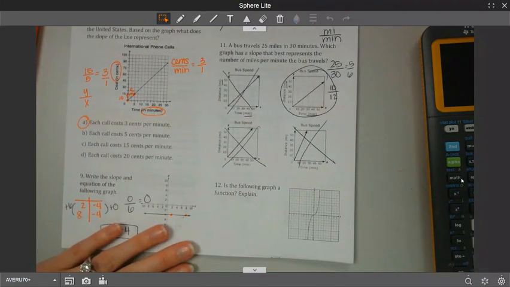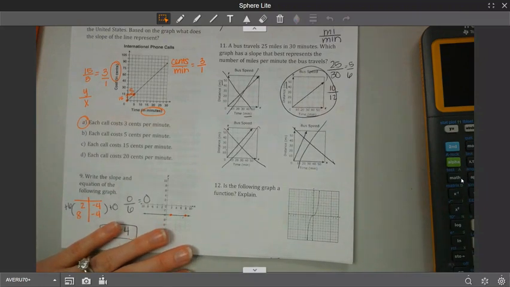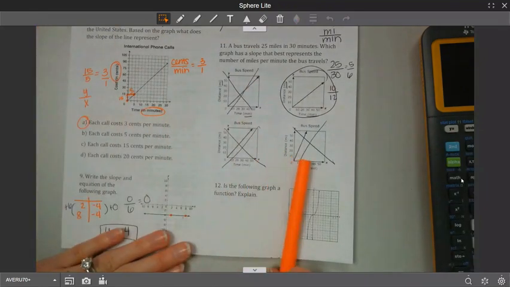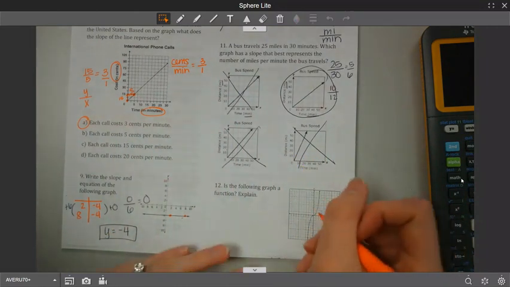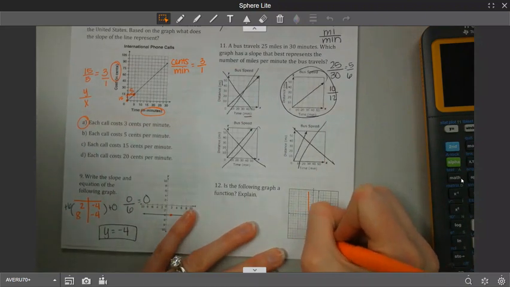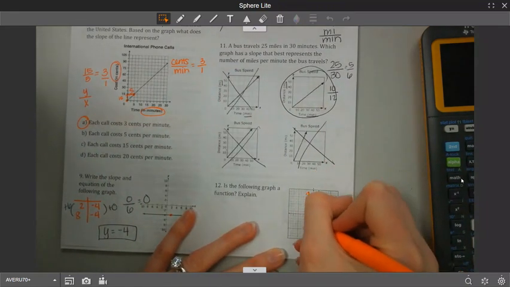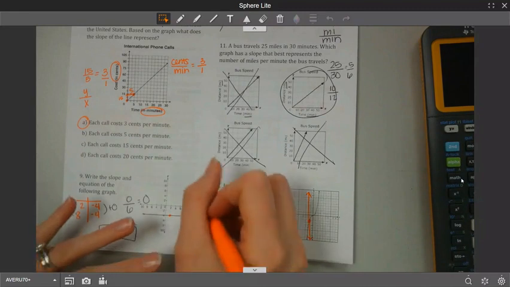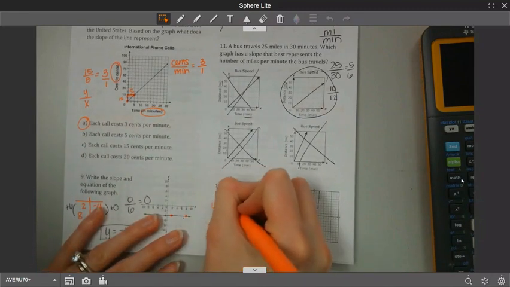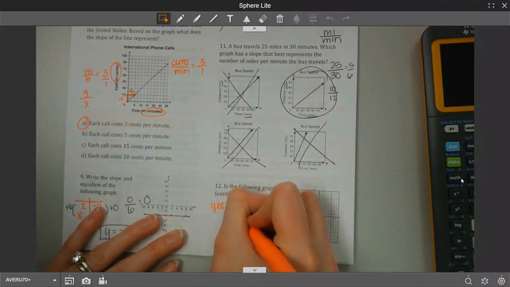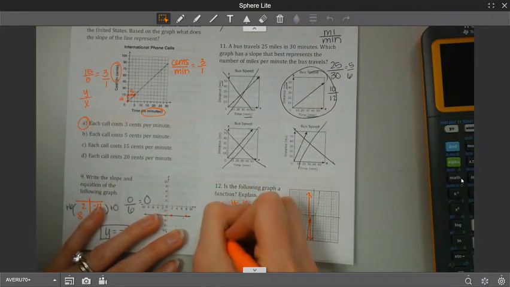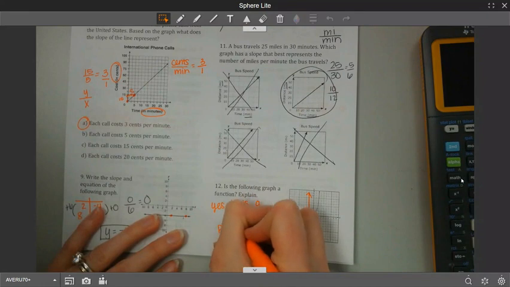Okay, identify if the following graph is a function. To do this, you are going to use the vertical line test. You're going to take your pen or pencil and drag it across and see if it intersects more than once. It is a function because it passes the vertical line test. If I put a vertical line on this, I'm only going to touch the graph once. So yes, it is a function, passes the vertical line test, or the VLT.